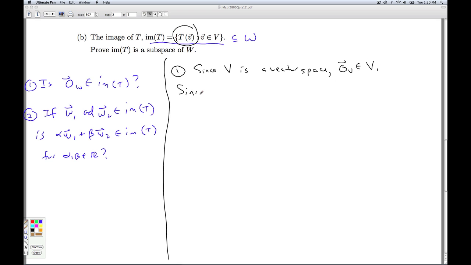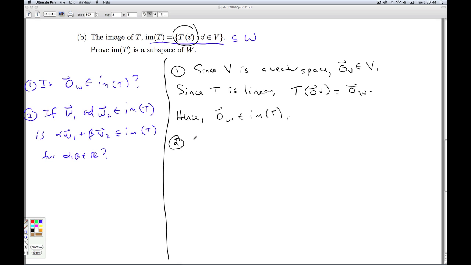Since T is linear, we know that T of the zero vector in V is the zero vector in W. And that's what it means to be in there. Hence, the zero vector of W is in the image of T. Why? Because there's something in V that was sent to it by the function T.